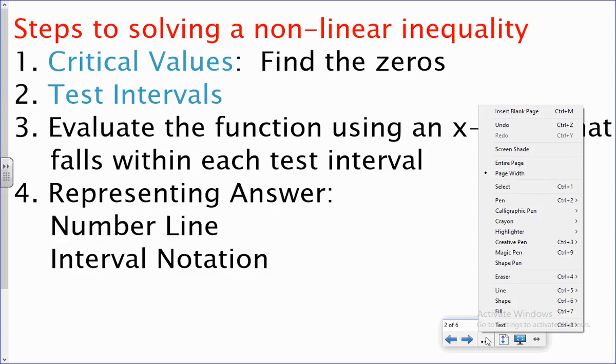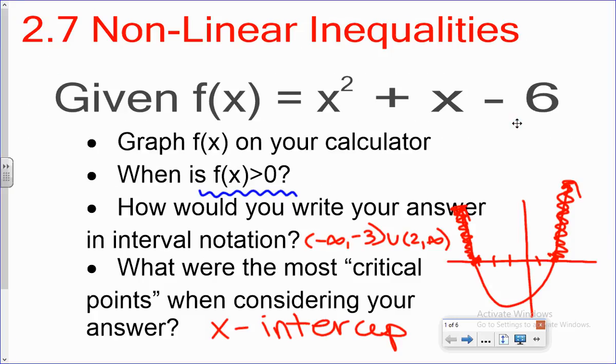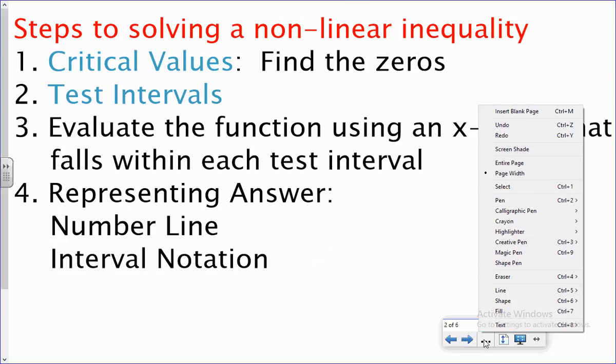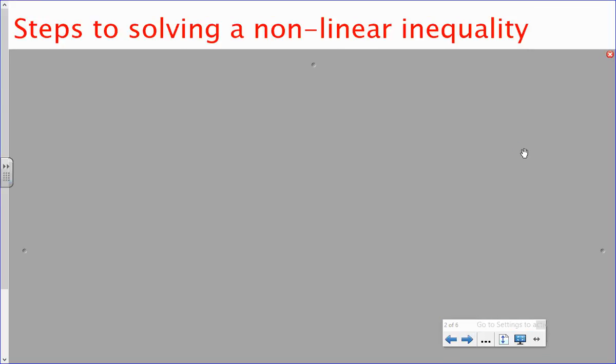When I give you a nonlinear inequality, these are the steps that I want you to take. Now, you're not going to have a graphing calculator in your hand, so we're going to need to figure out a way for us to be able to solve them without using our graphing calculator. Luckily, we do know how to graph, but there is another way to do it without looking at the graph every time.